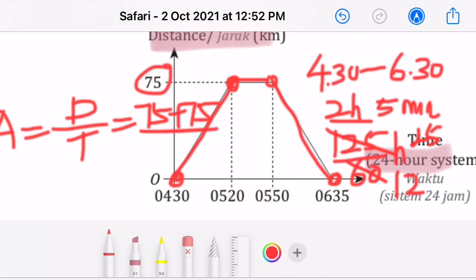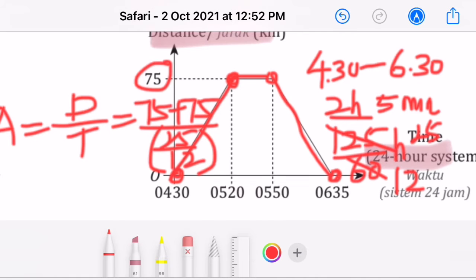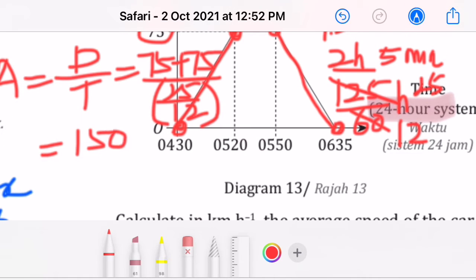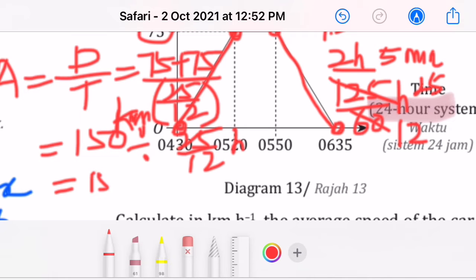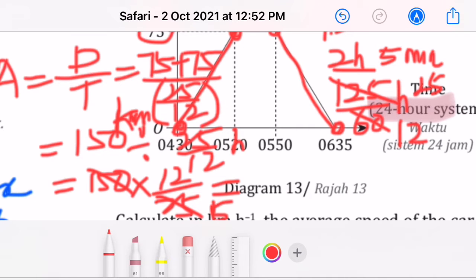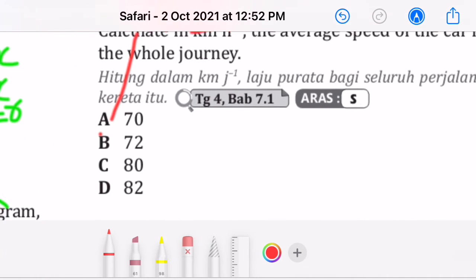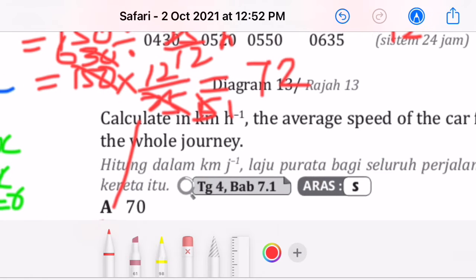Okay, we have 25 over 12. Alright, use a fraction. So you will get 150 divided by 25 over 12 hours. This is kilometer per hour, right? So 150 times 12 over 25. Okay, cut here: 25 divided by 5 is 5, 150 divided by 5 is 30, and again by 5 gives 6, then 6 times 12 is 72 kilometers per hour. Do you understand?